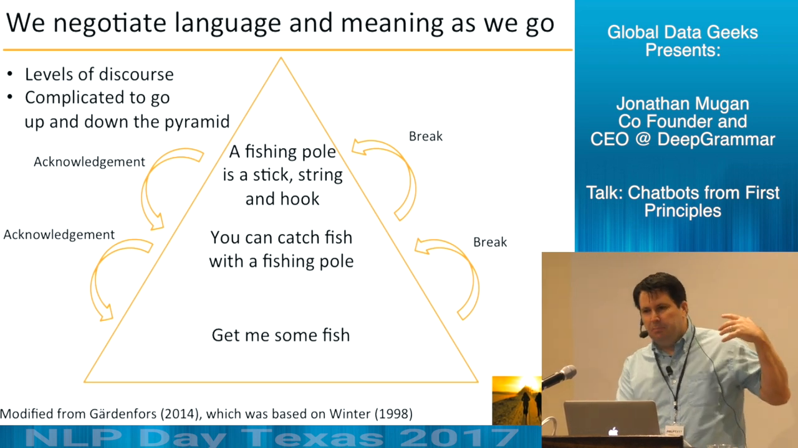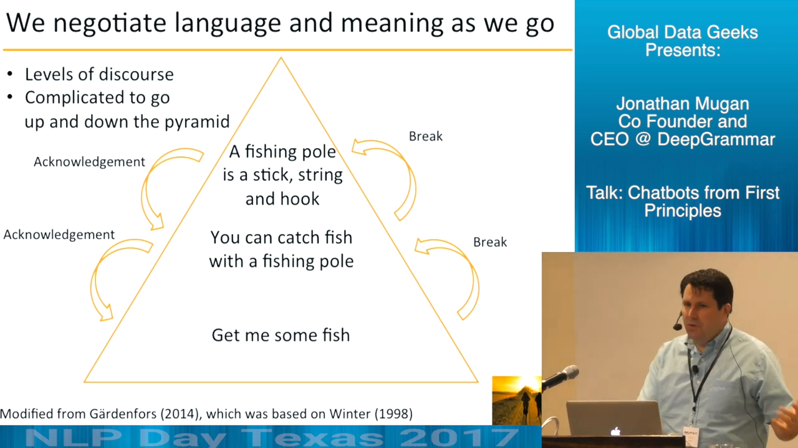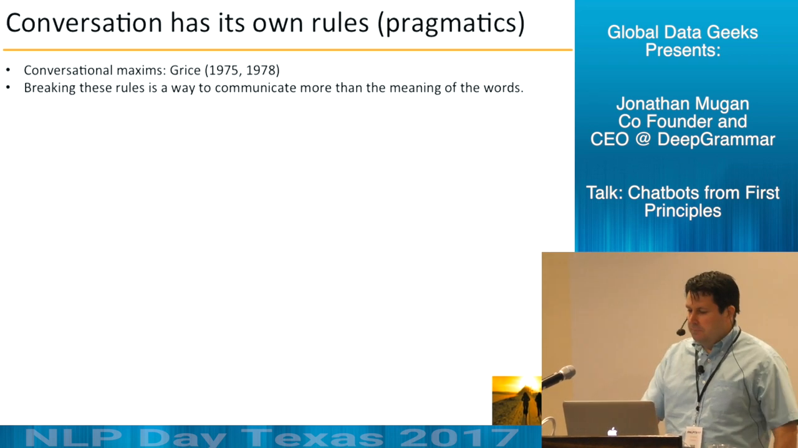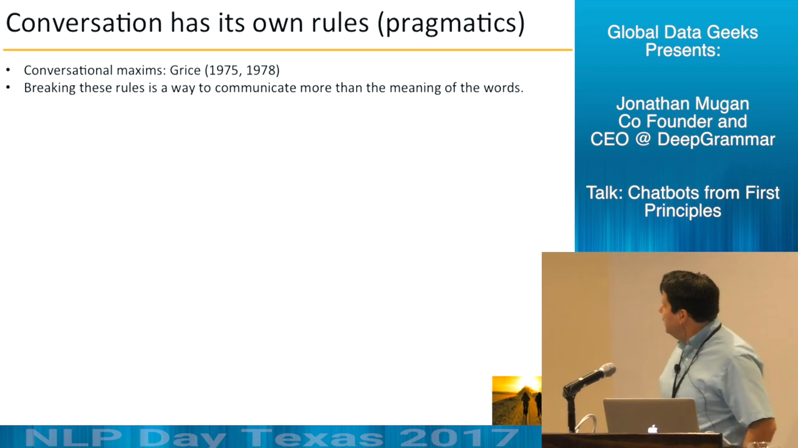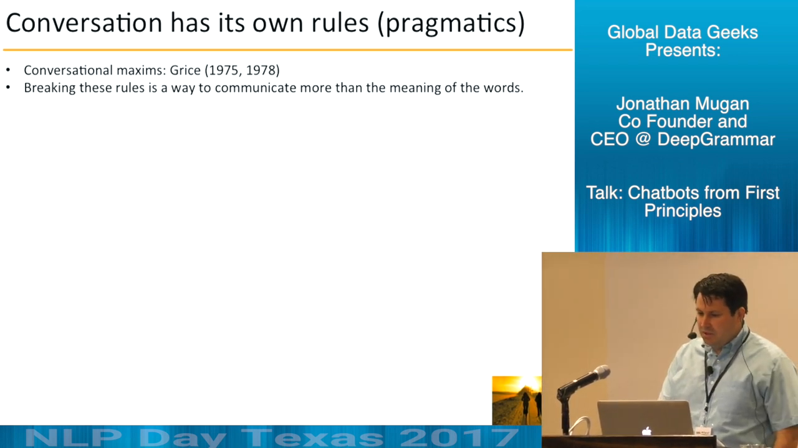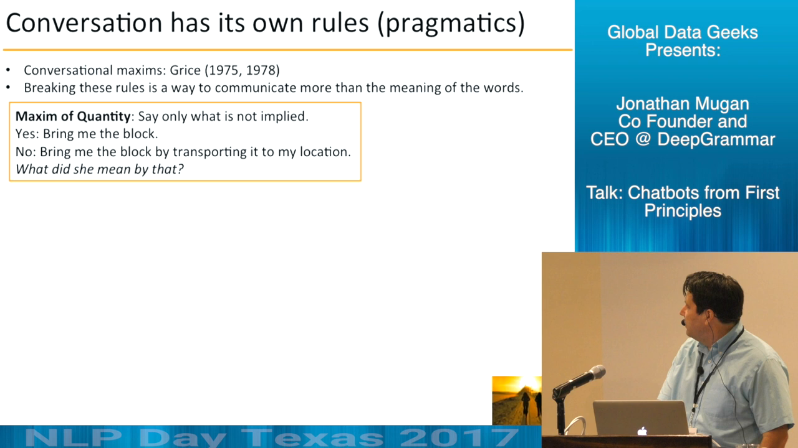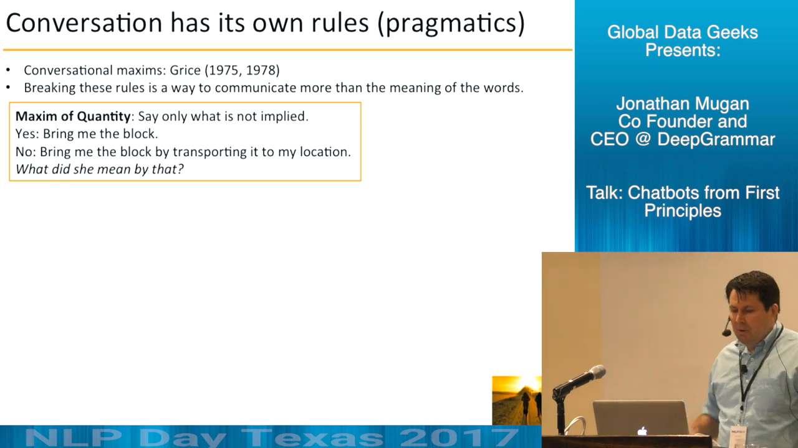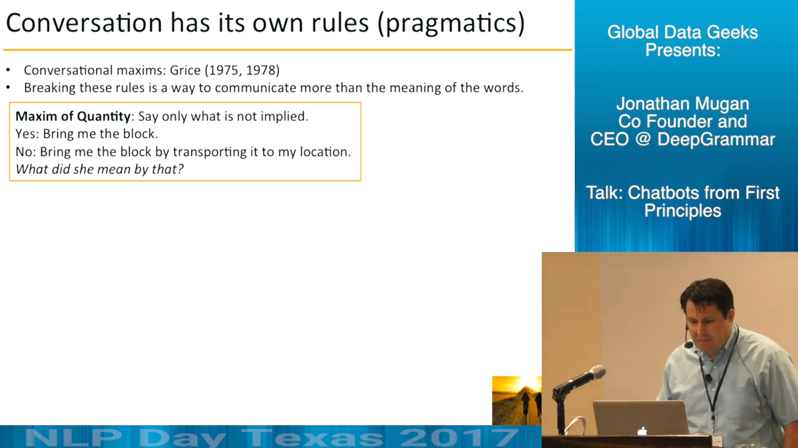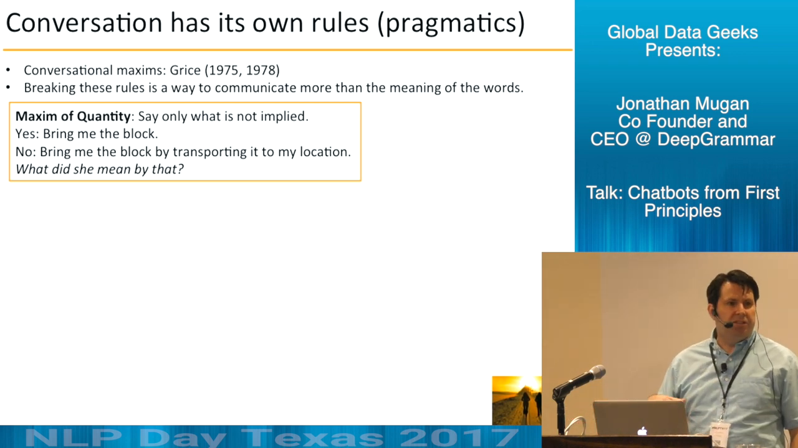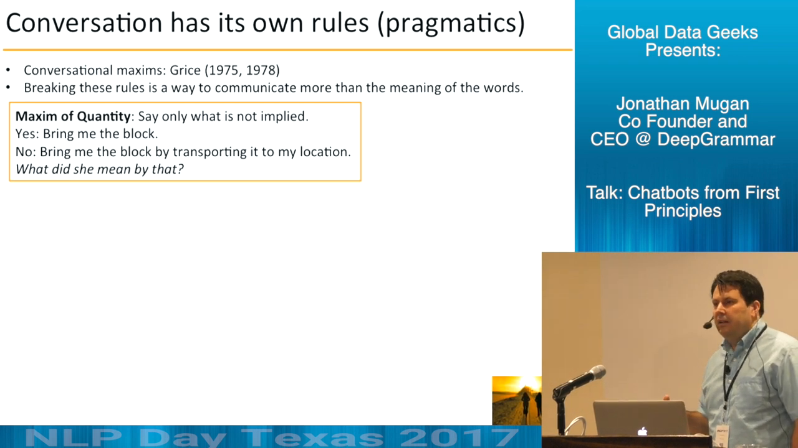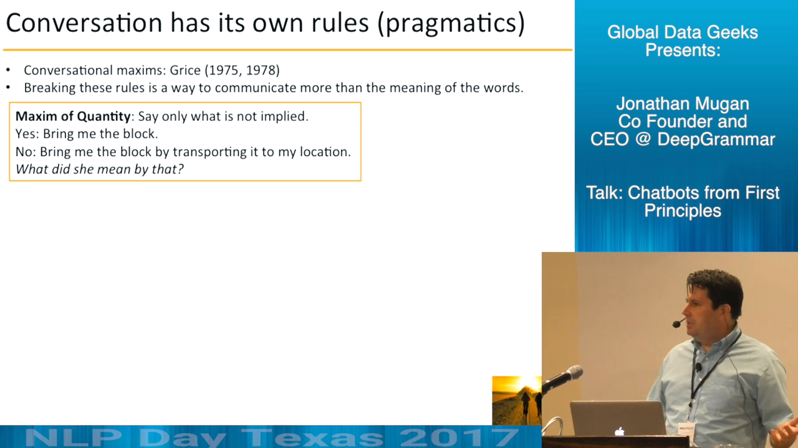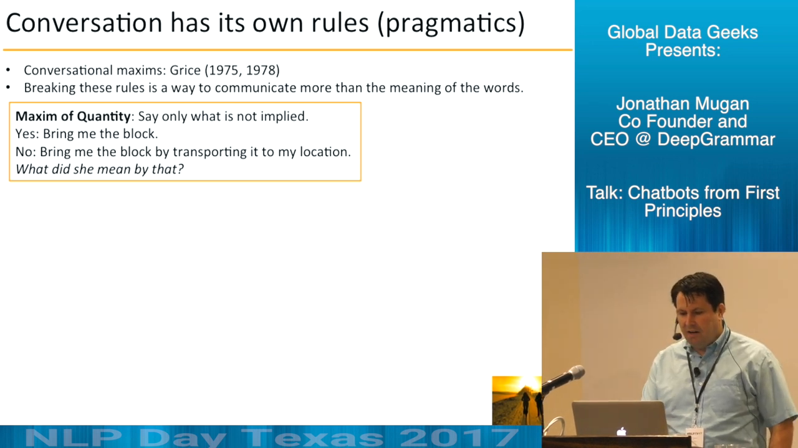But in addition to just what things mean, we even talk beyond what things mean and say things that aren't even true in order to get information across. So you may have heard about Grice's axioms. I'm sorry, Grice's maxims. One is the maxim of quantity. So you only say what's not implied. You might say, bring me the block, but you wouldn't say, bring me the block by transporting it to my location. The second part is redundant. If you say that, you must be meaning something other than bring me the block. There must be some additional meaning that the listener has to figure out.